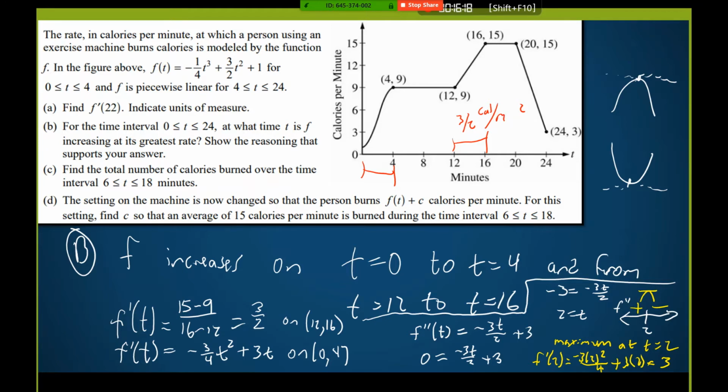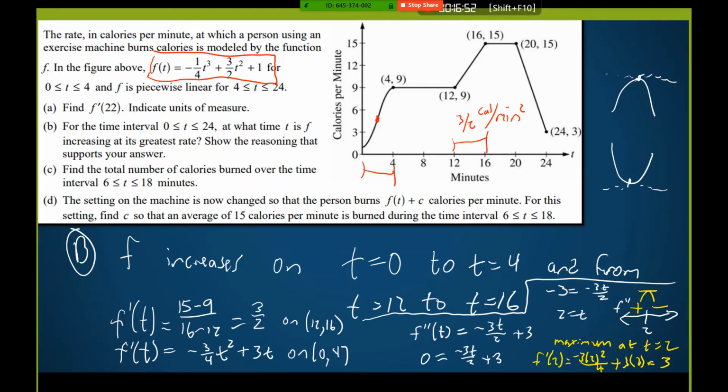Okay, but we're also increasing from 0 to 4, and that rate is not constant. You can see it's curved, so that means our slope is changing. We were given a function for that part of the curve, f of t equals this equation, which if I derive it, will give us a general form for the slope on 0 to 4. So on the interval from t equals 0 to t equals 4, our slope is negative 3/4 t squared plus 3t. If I want to figure out when the slope is maximized, we can optimize that slope.